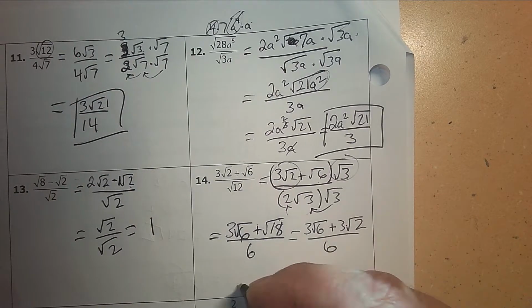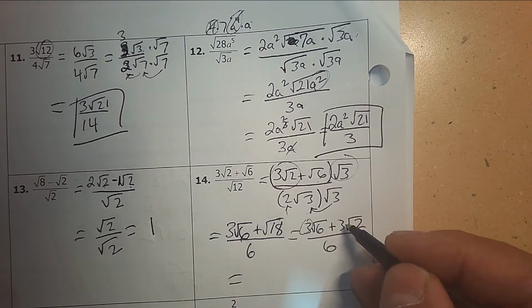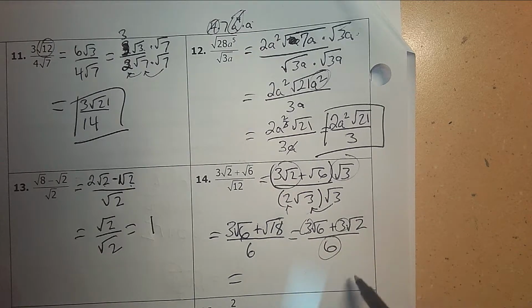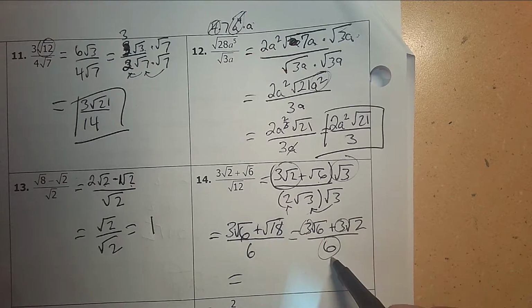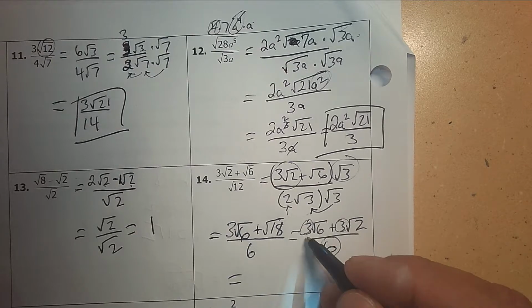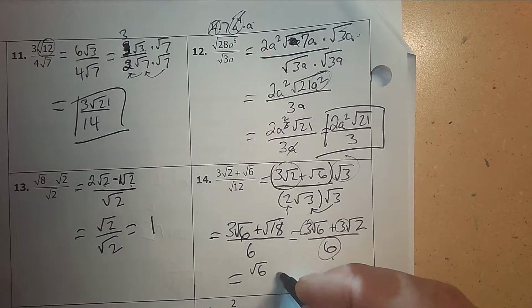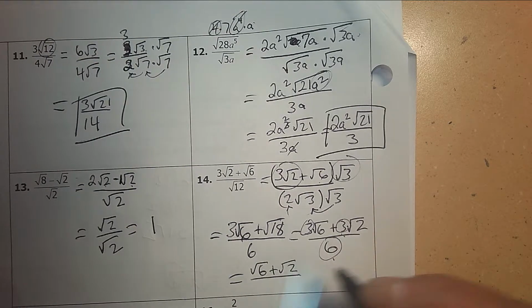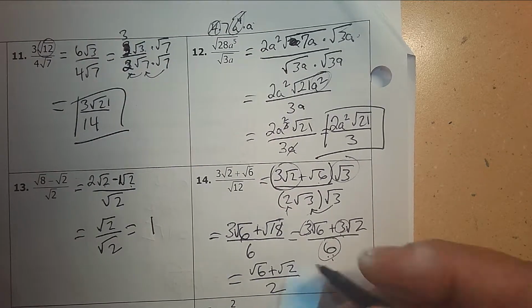One last step. Is there a number? Look at not under the square root. Look at the other ones. Is there a number that goes into all of them evenly? All three numbers. 3, right? So 3 divided by 3 is 1 root 6. 3 divided by 3 is 1 root 2. And 6 divided by 3 is 2.